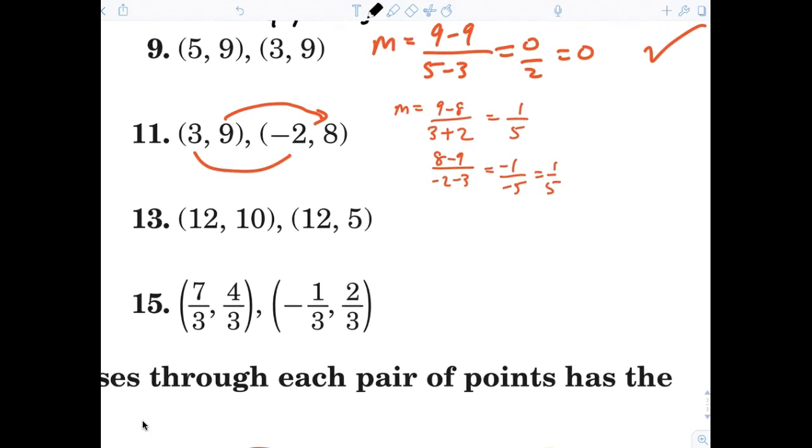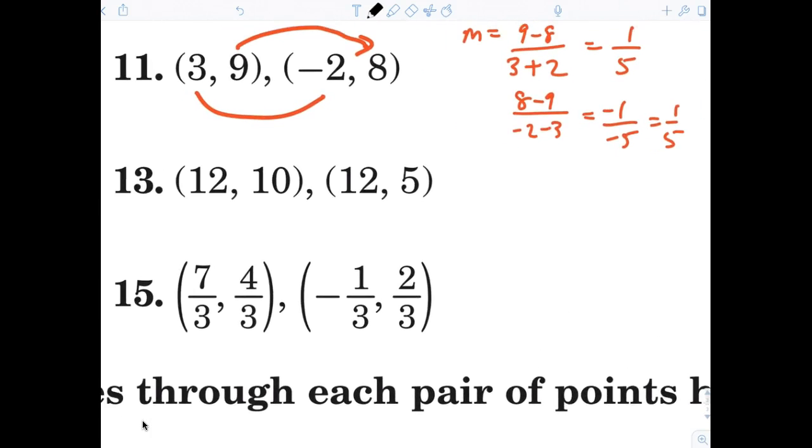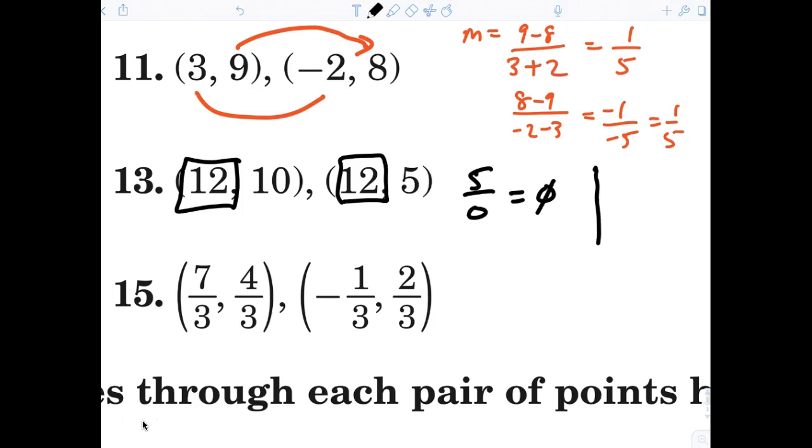Now, let's take a look at 13. I want you to start recognizing that the x values are the same. So it's going to be 5 over 0, which is undefined, which means it is a vertical line. Double check yourself now, please.